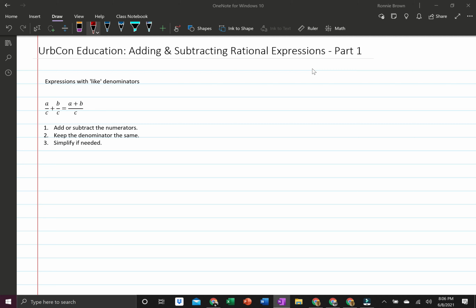So there are a few steps that we must first know. When we see like denominators, we're going to add or subtract the numerators. We're going to keep that denominator the same. Since they're both the same, we're going to write them over that one same denominator. And then after that, simplify wherever needed. So let's go ahead and start off with an example.